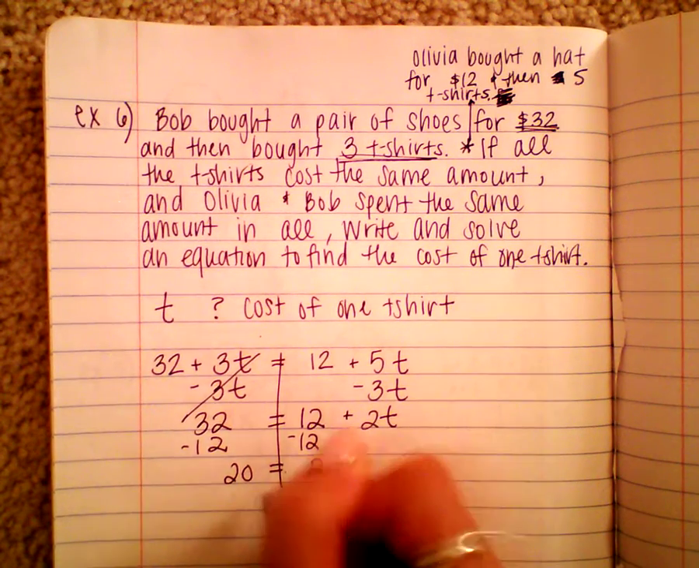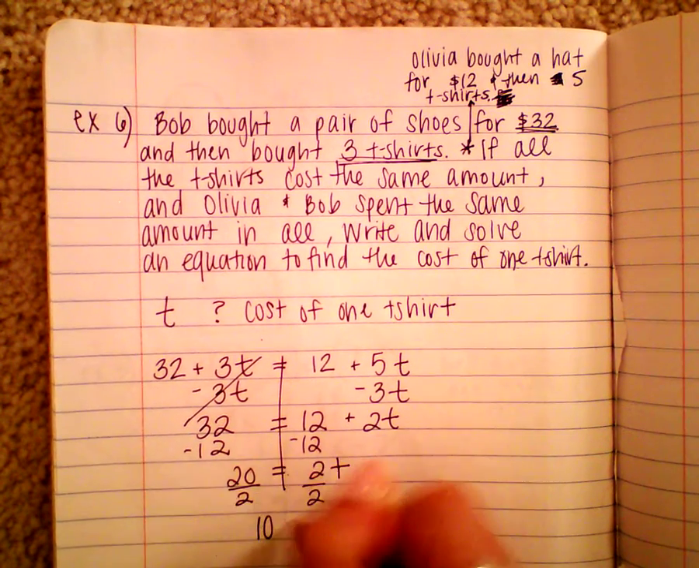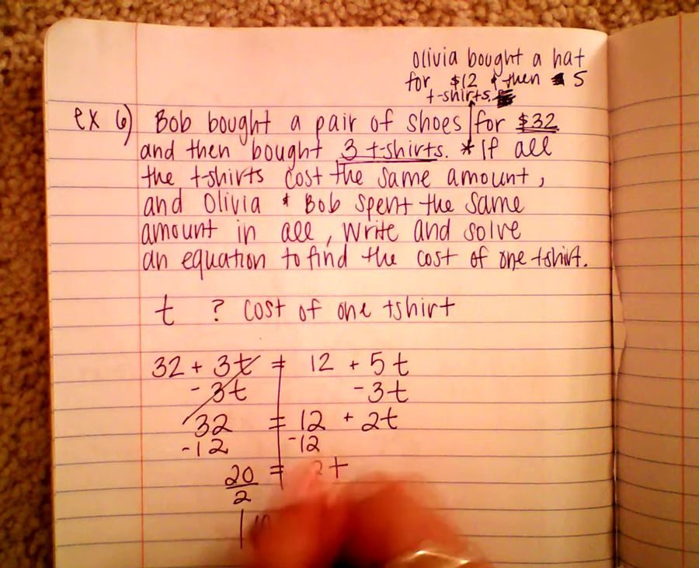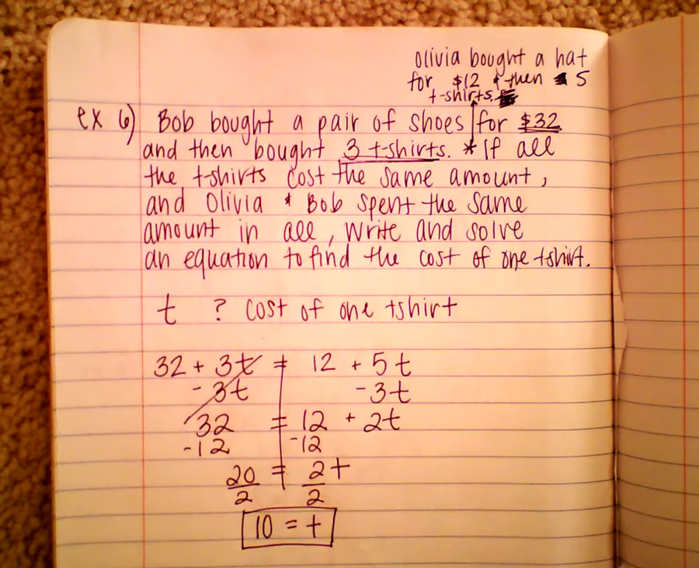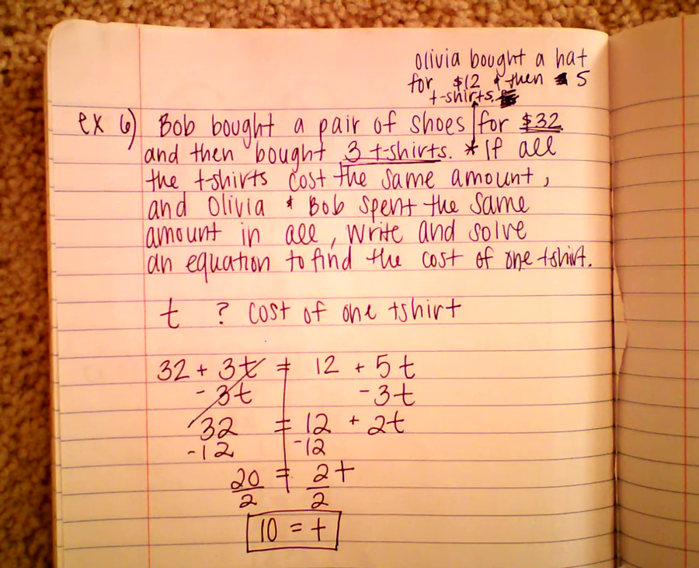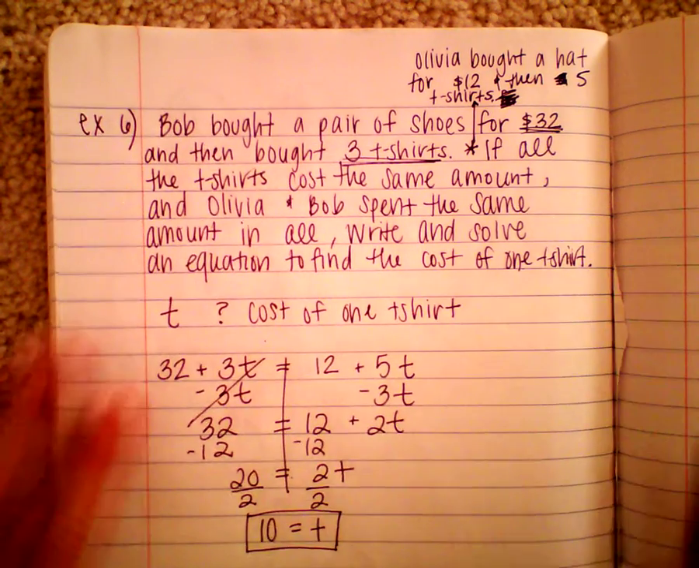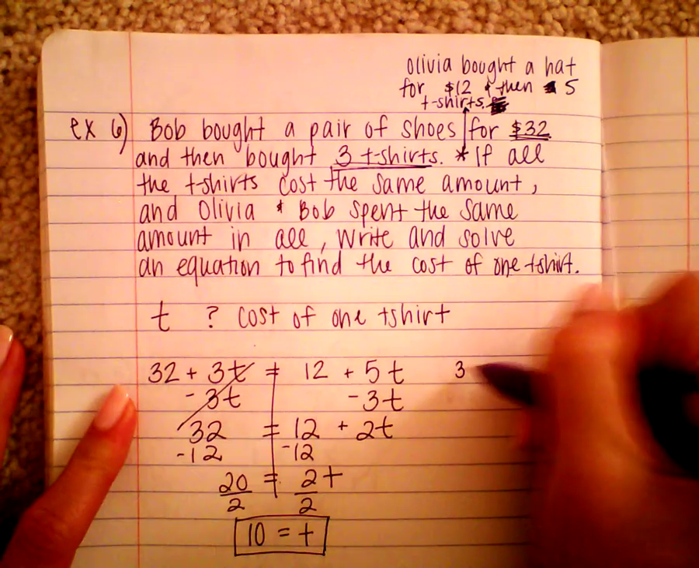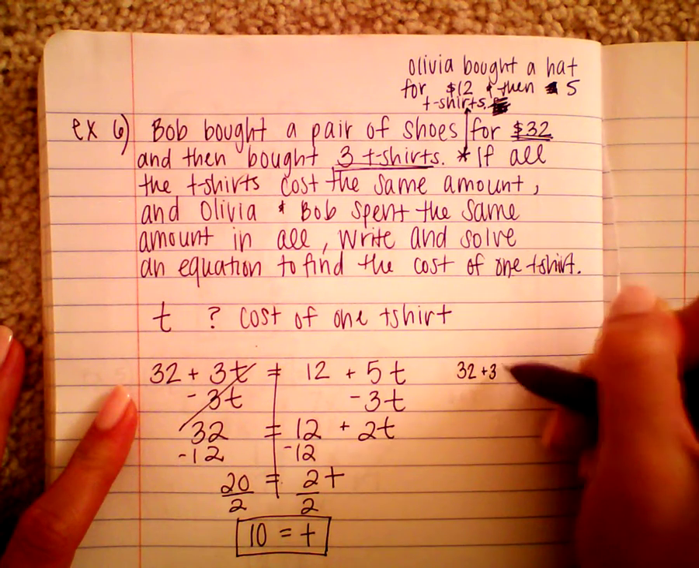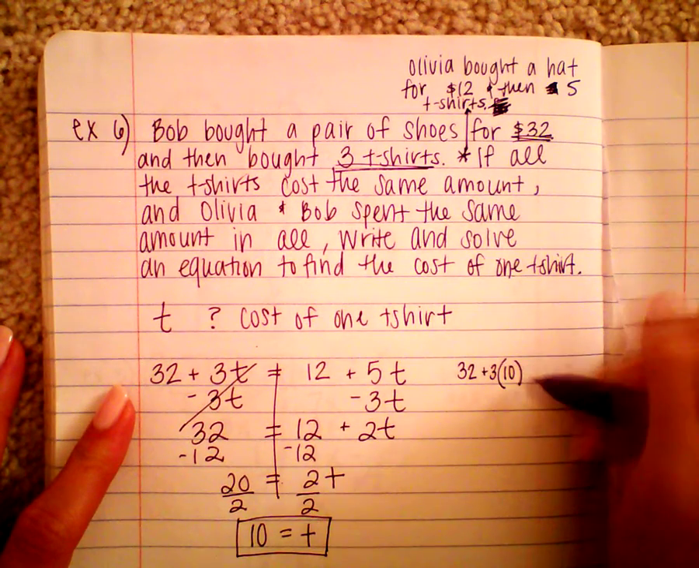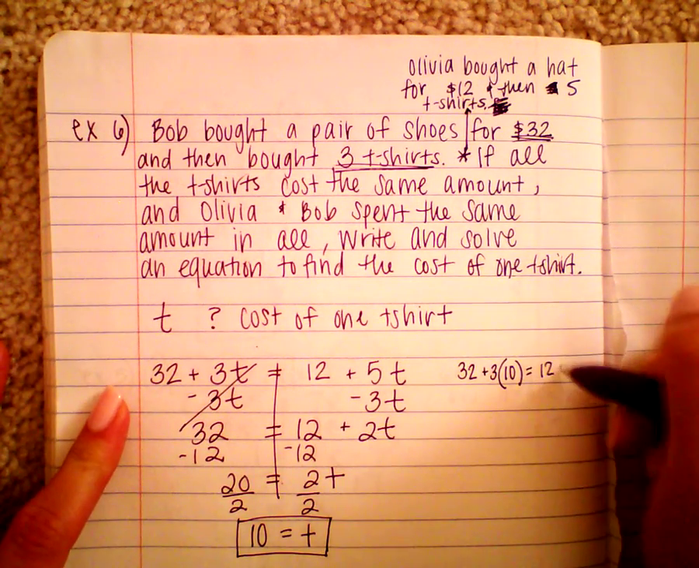Divide both sides by 2. 10 equals t. Am I done? No, because not only do I still need to substitute this back, I need to make sure I answer the question. First, I will sub, because there's no point in answering the question if it turns out that I'm wrong.